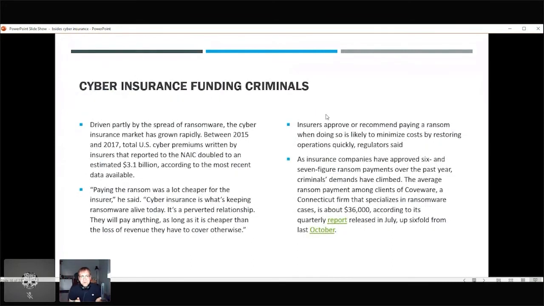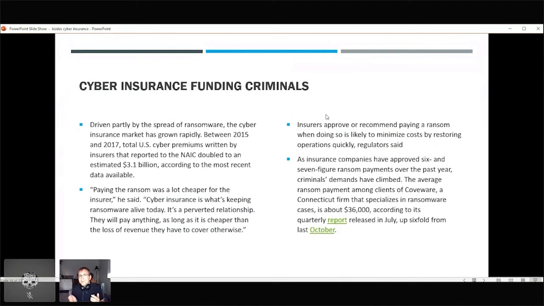But one of the biggest problems with ransomware, since basically 2015 up to now, is that essentially the insurance providers are financing cyber criminals, right? And because of that, obviously the insurance market for business has increased rapidly. According to these stats, the premiums basically doubled to 3.1 billion, right?